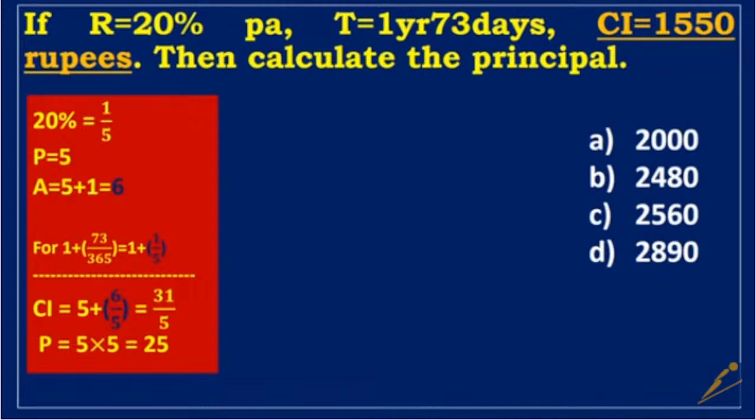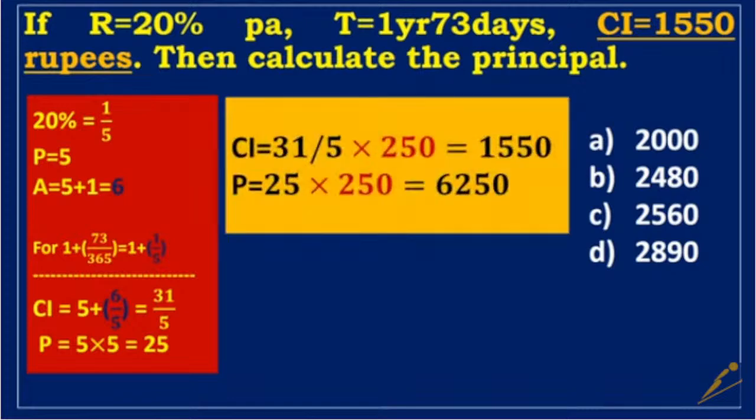Time 1 year 73 days can be represented as 1 plus 1 by 5. Compound interest is calculated as the sum of the principal value and amount for 73 days, which is 5 plus 6 by 5, or 31 by 5. The principal for 2 years is 5 square, which equals 25.